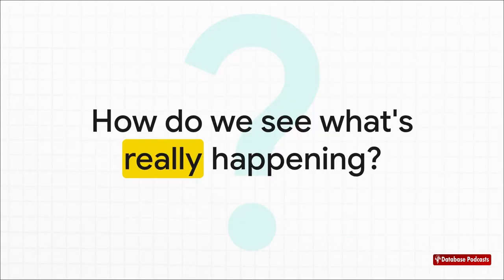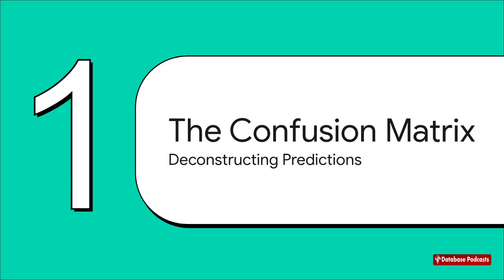Okay, so if accuracy isn't telling us the whole truth, then what does? We obviously need a better tool, something that gives us a much more honest look at how our model is actually performing. Exactly. We need to break things down. And the best tool for the job is something called the confusion matrix. Now, I know, it sounds a bit complicated, but it's really just a simple table that shows you the 4 possible outcomes for any prediction your model makes.